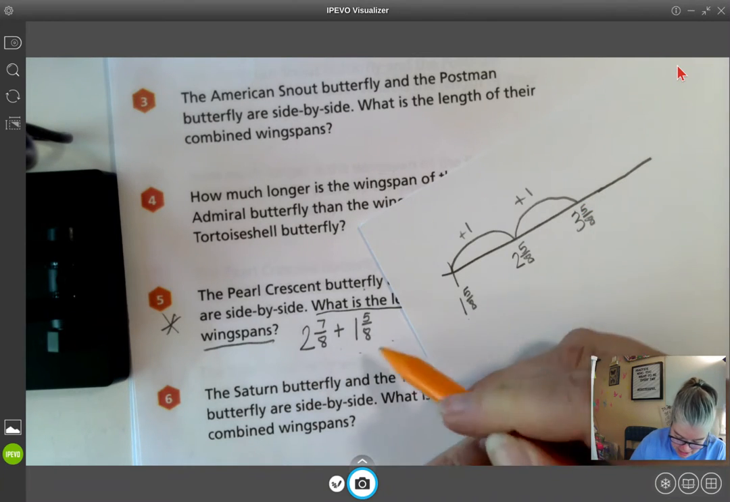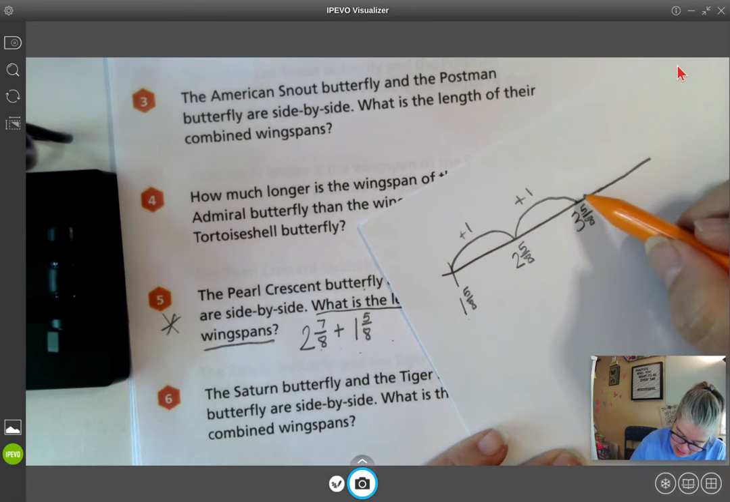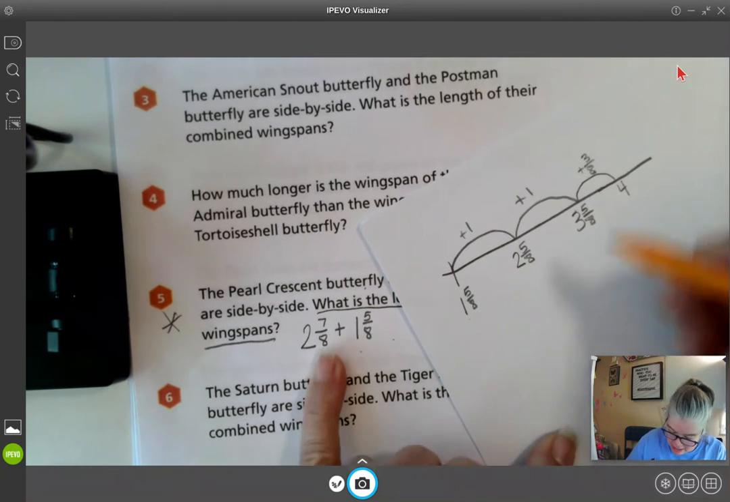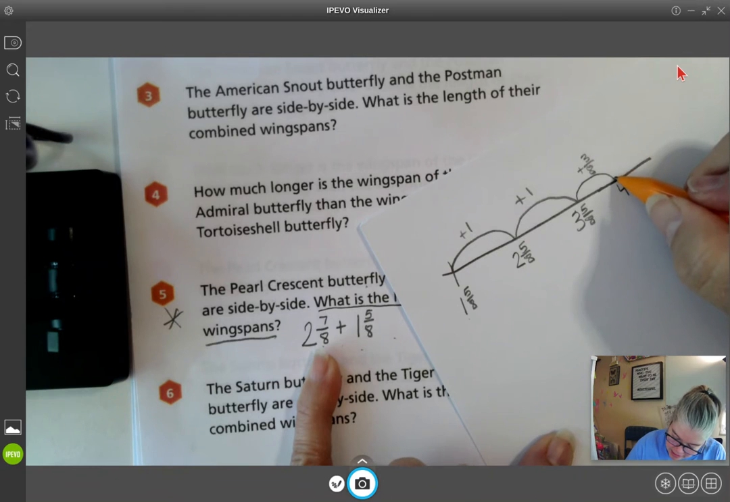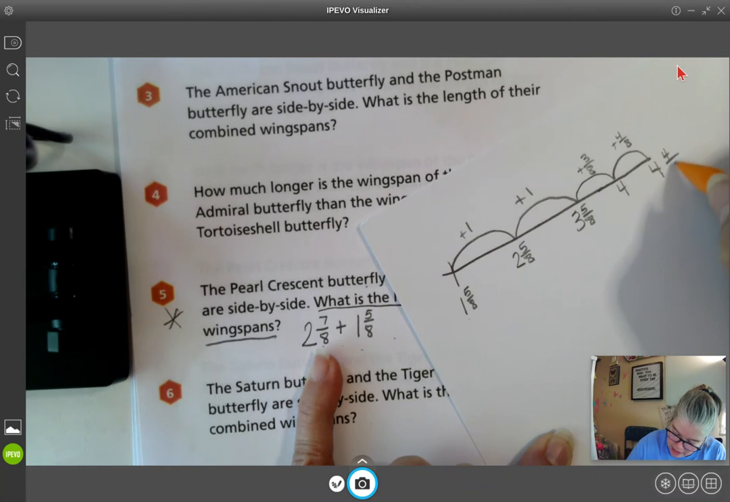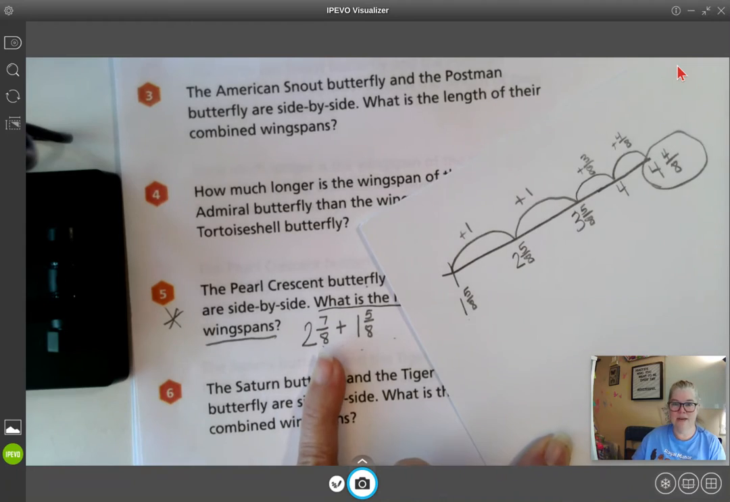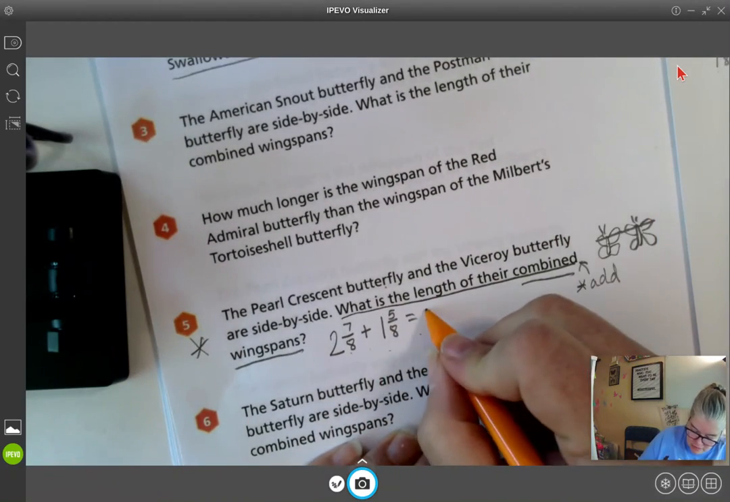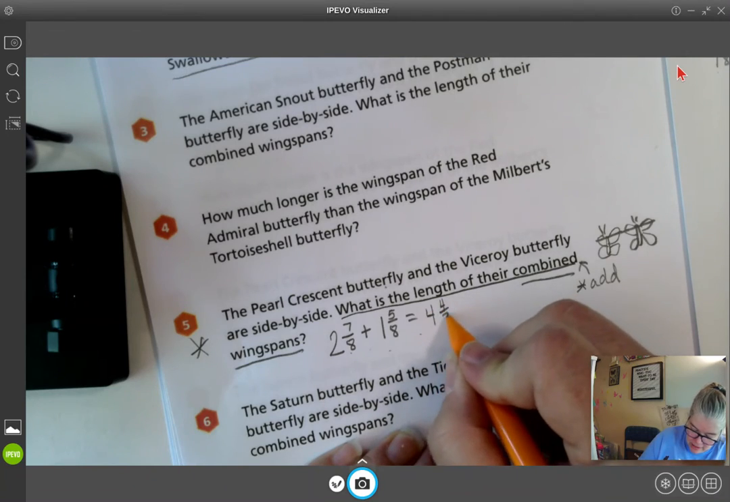And then I need to add my 7/8. Well, 3/8 would get me up to 4. And then I need to add 4 more 8s. That would get me to 4 4/8. So when I put them together, I'm going to end up at 4 4/8 inches.